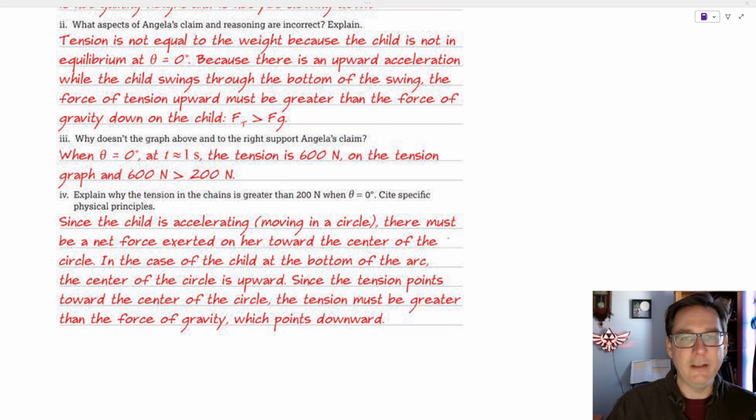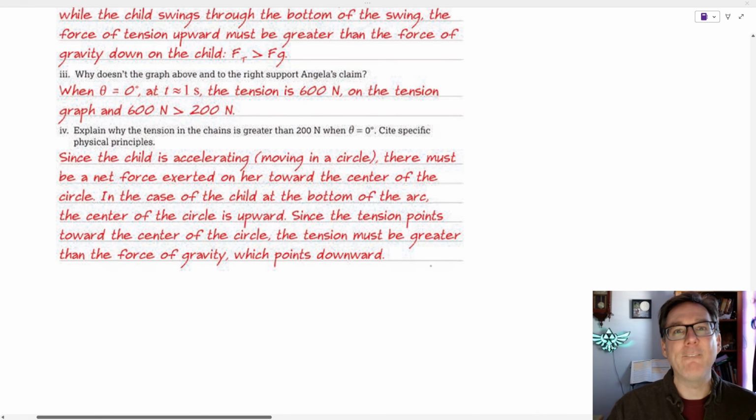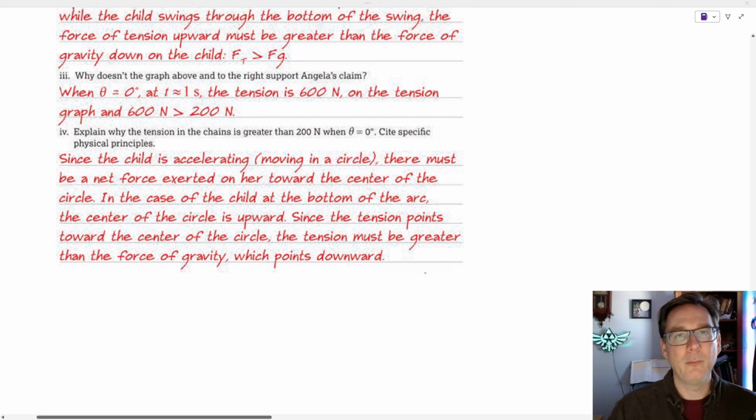So in the case of the child at the bottom, the center of the circle is upward. Since the tension points toward the center of the circle, the tension must be greater than the force of gravity, which points downward. The net force is greater than 0 because it's pointing upward. That's it. So just make sure you cite those physics principles.